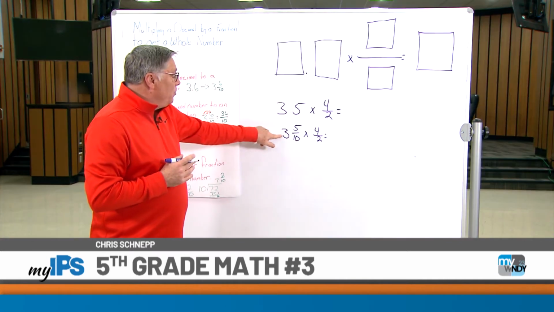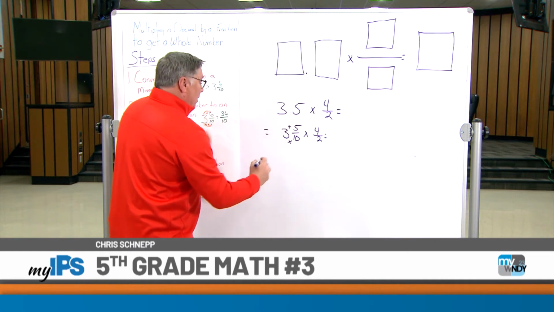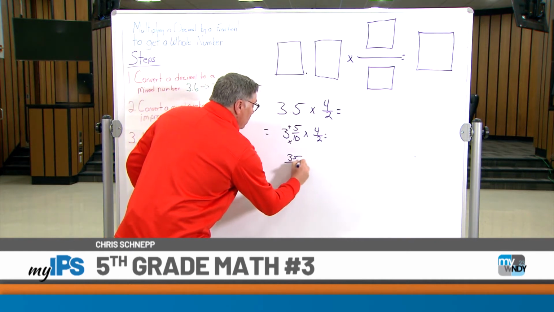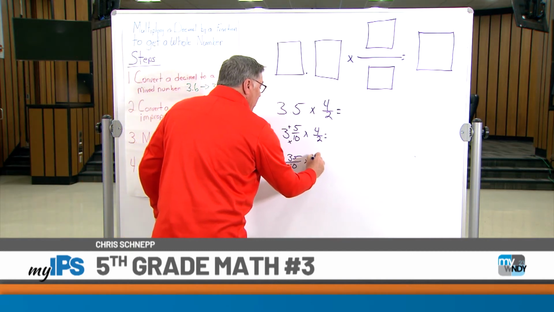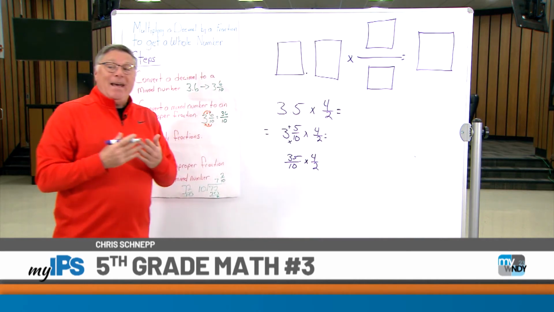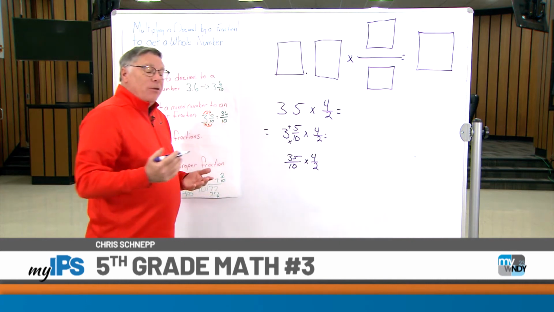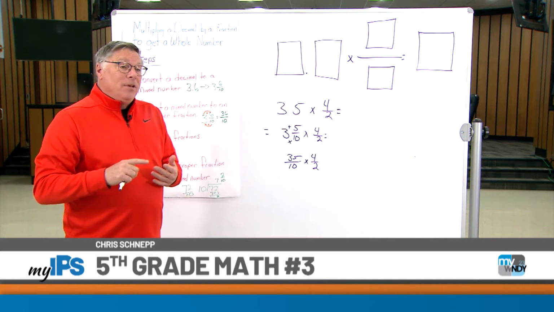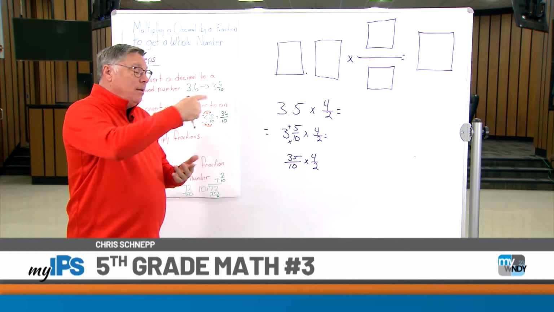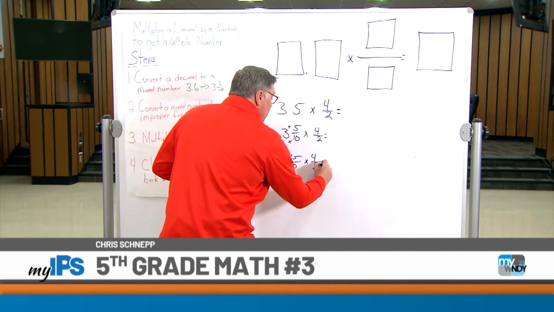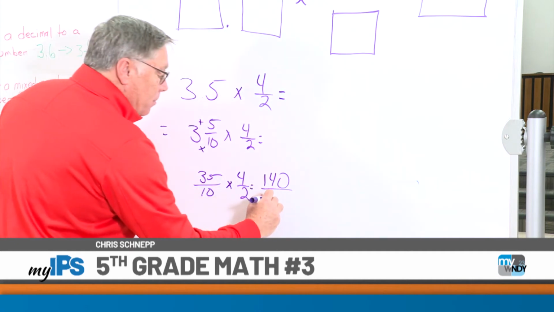I'm going to take 10 times 3 and get 30. And then I'm going to add 5 to it, and that's going to give me 35. And my denominator stays the same. And now I'm going to multiply it by 4 halves. Now I can do the work, because when we multiply, remember we just multiply across. Okay, 35 times 4. 35 times 4 is 140, and I can do that by counting by 35s. 35, 70, and go up that way. So that's 140. And then 10 times 2 is 20.